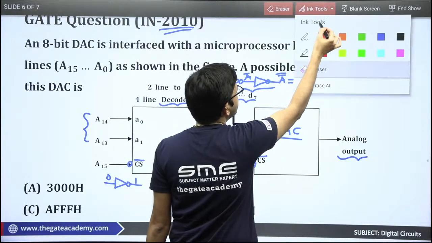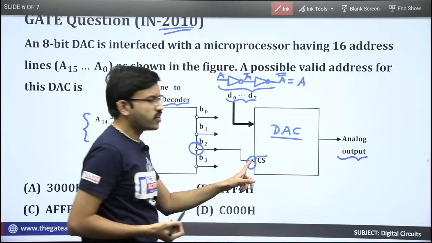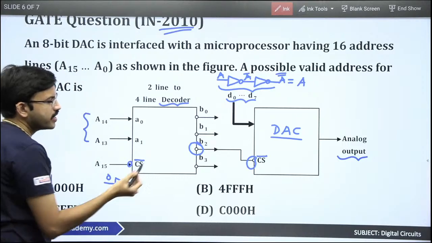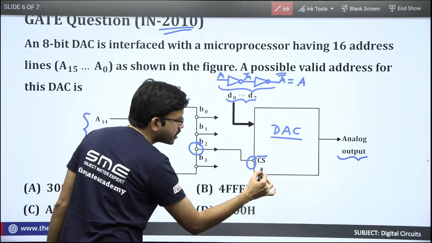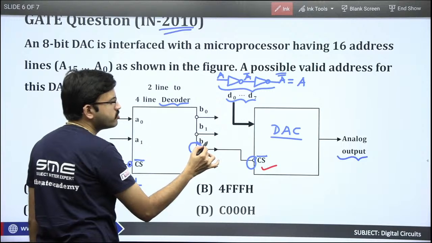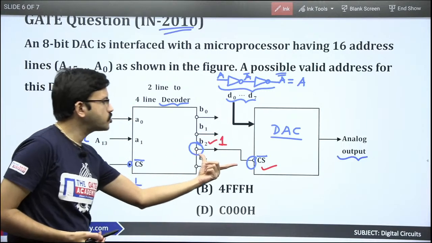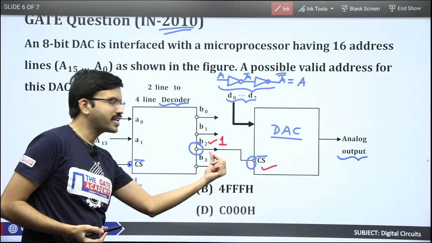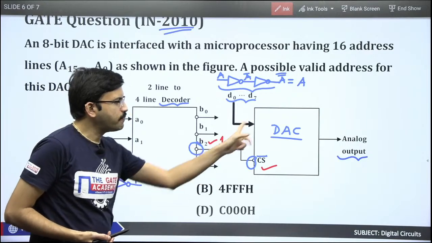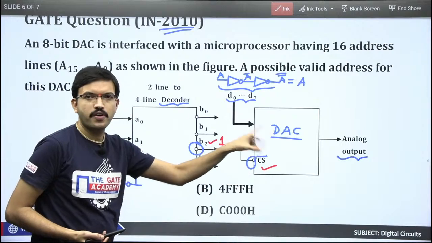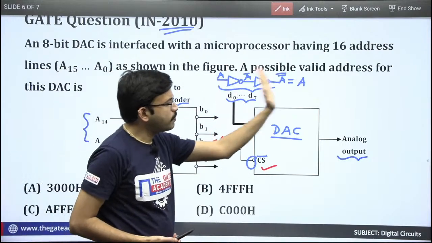Whenever this particular chip select is enabled. Okay, right. Now, in order to make this chip select enabled, what should the B2 value be? B2 value should be 1, because these two bubbles cancel each other. So if B2 is 1, that means this chip select is 1. Okay, so this digital data will be converted into analog.